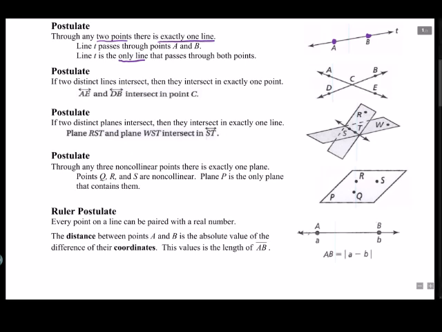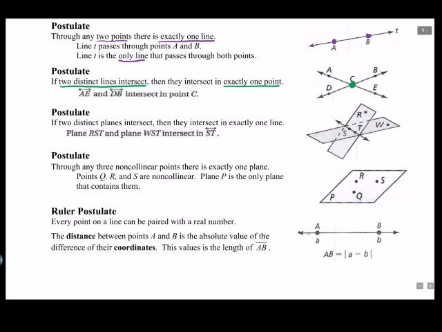Next, if 2 lines intersect, they intersect in exactly 1 point. So 2 lines will only ever intersect in 1 point. This is also very straightforward, but also very important. So we can say lines AE and line DB intersect at point C.